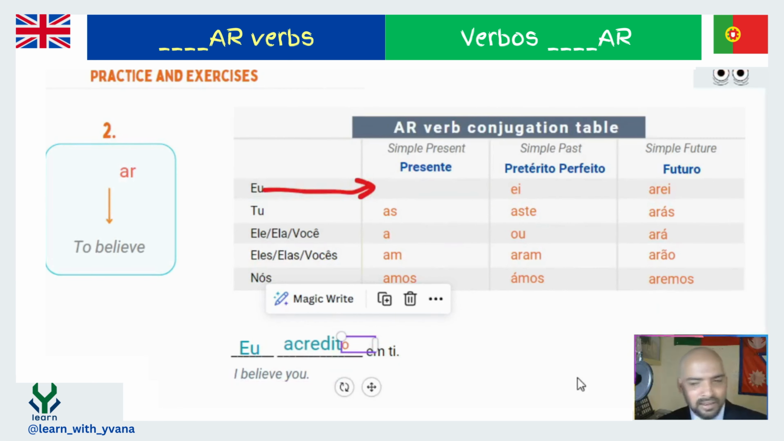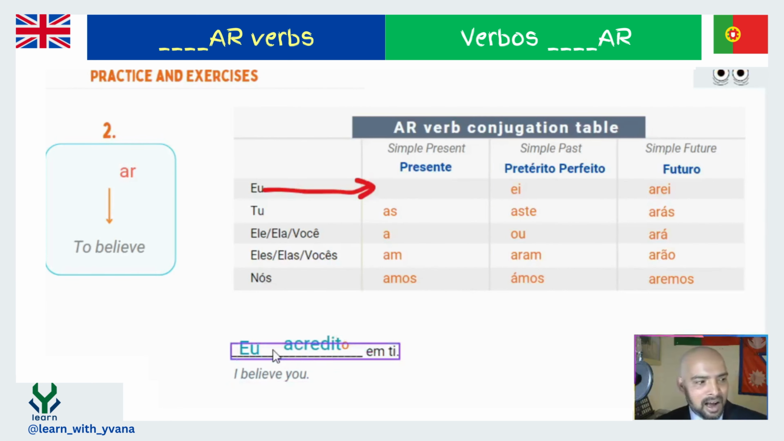Eu acredito em ti. I believe you. Right? Isn't it easy? It's easy, right? So what you need is to understand this table, the rule of changing the verbs, and you make lots of sentences, right? If you make 20 sentences every day, that will take you around 10 to 20 minutes, and in 30 days you will have 500 to 600 sentences, and that will help you to know it, right?